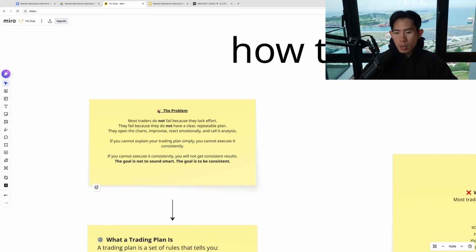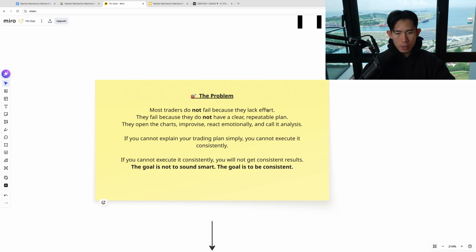So here's the problem. Most traders do not fail because they lack effort. They fail because they do not have a clear, repeatable plan. What I basically mean is that they open the charts, they see the candlesticks moving, and then they start to improvise and react emotionally. Price goes up, they enter for a buy; price goes down, they enter for a sell. Big bullish candlestick, they enter for a buy.